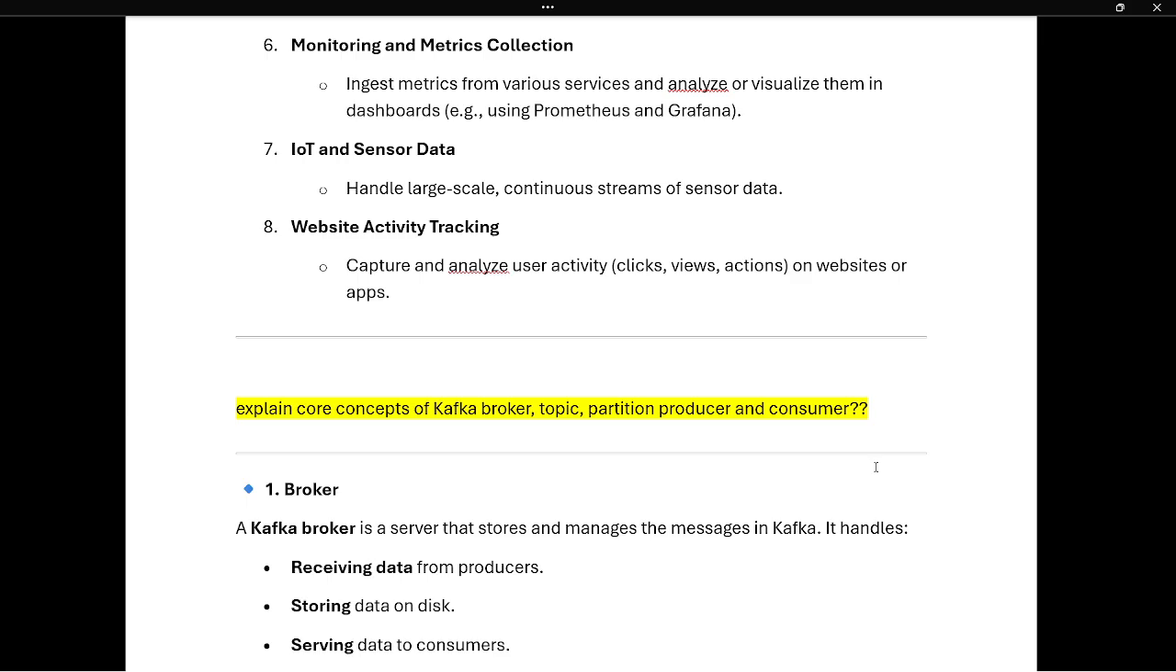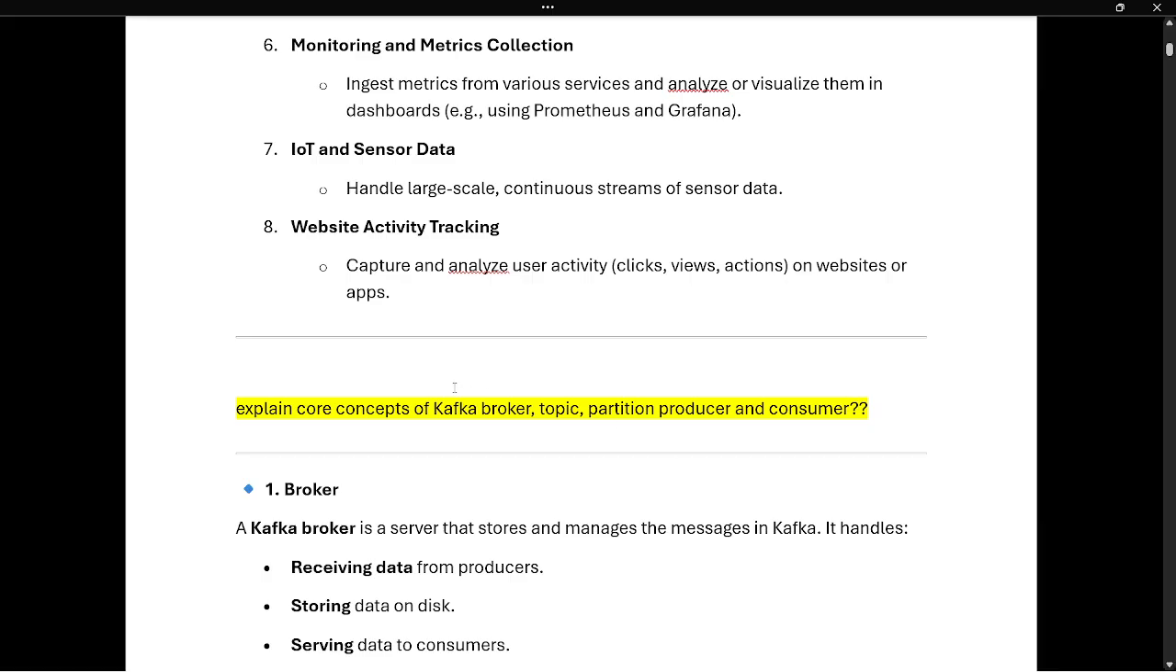Okay. So as we know, in Kafka we have producer services, then we have broker service, then consumer service. Producers produce to the storage area, and then from the storage the consumer consumes the data. Okay, so let us understand in terms of Kafka. A Kafka broker is a server that stores and manages the messages in Kafka.